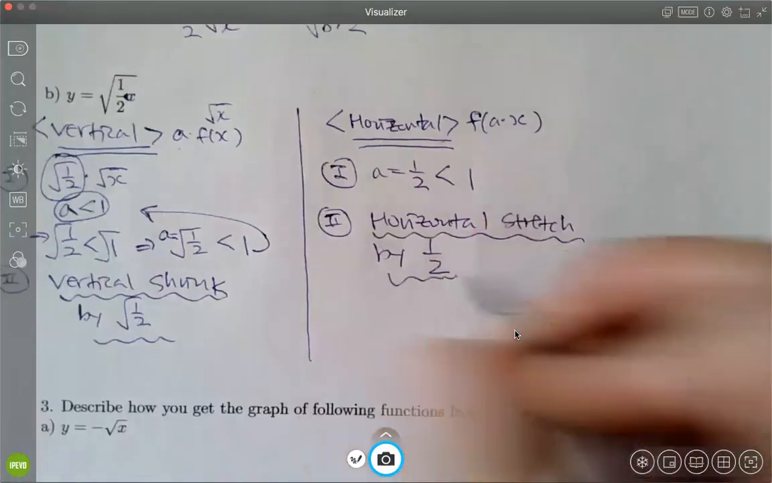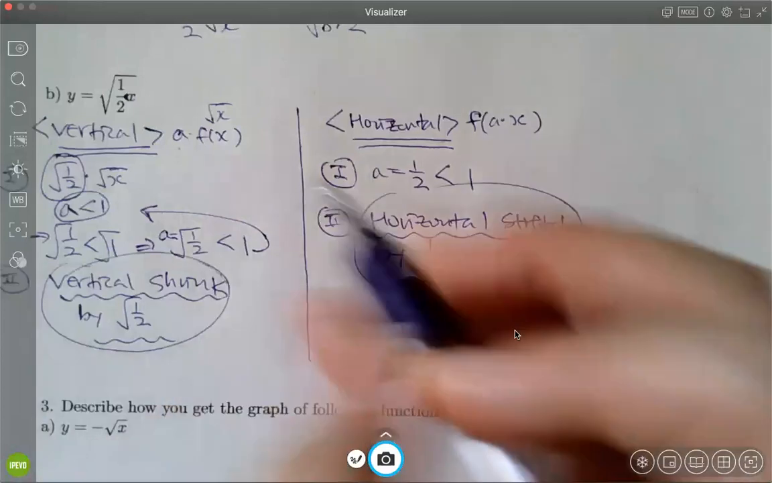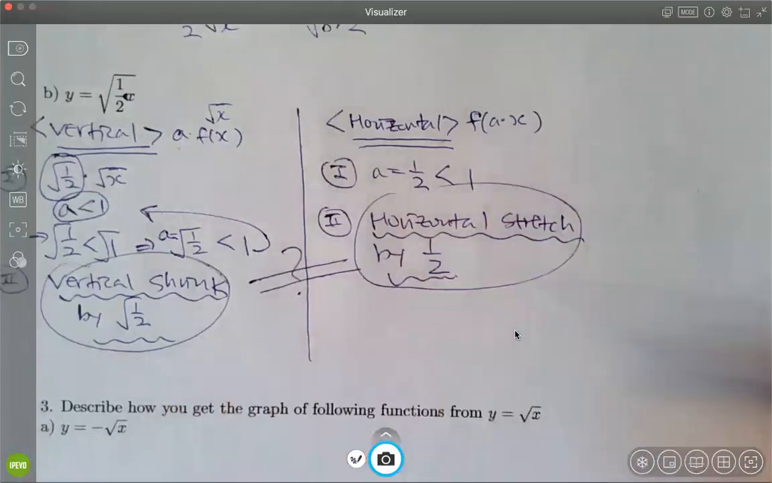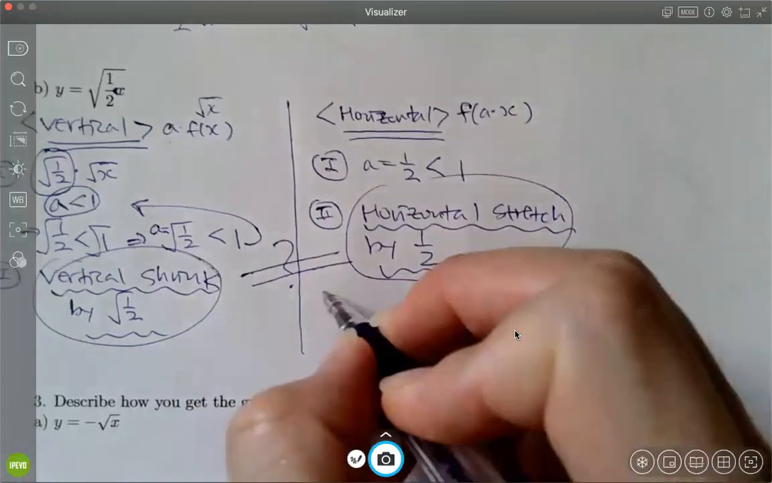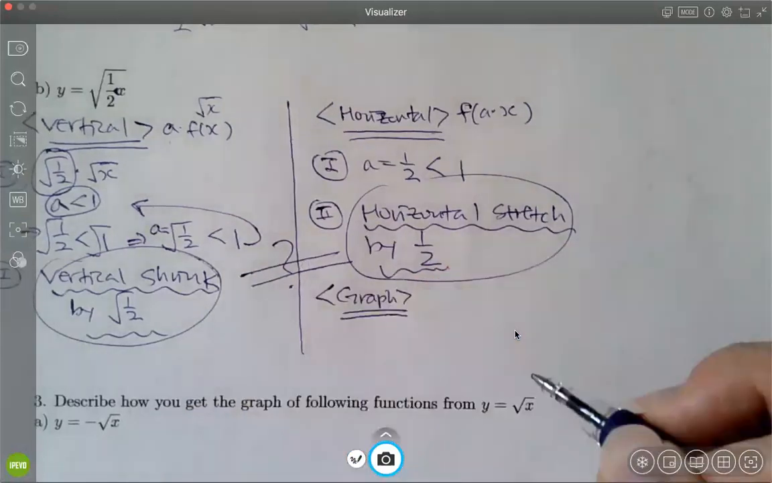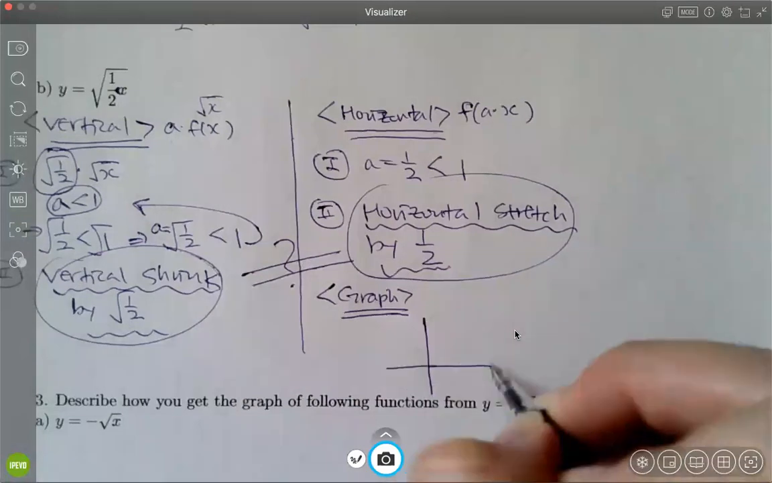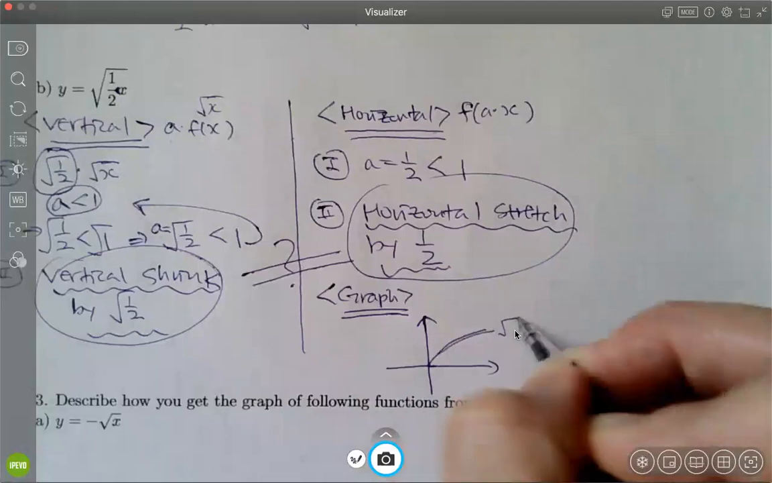Now, here is my next question. Are they the same? It seems like they're different, right? So let's sketch the graph. Here is the graph. We know the graph of square root of x. That looks like this, right?